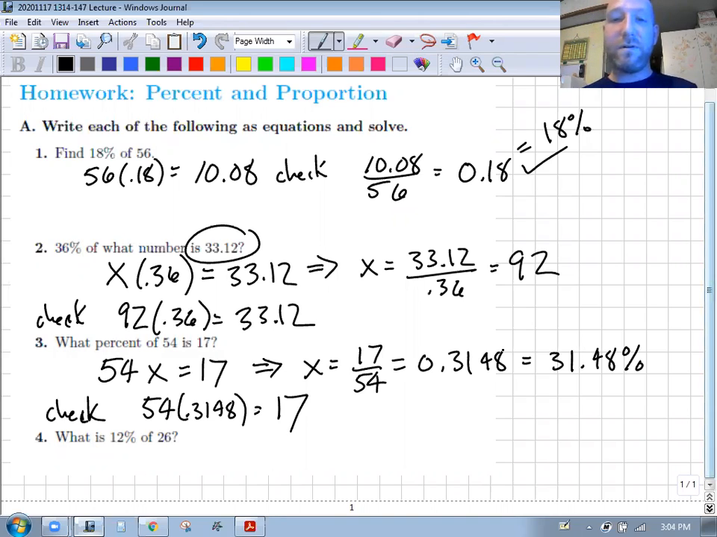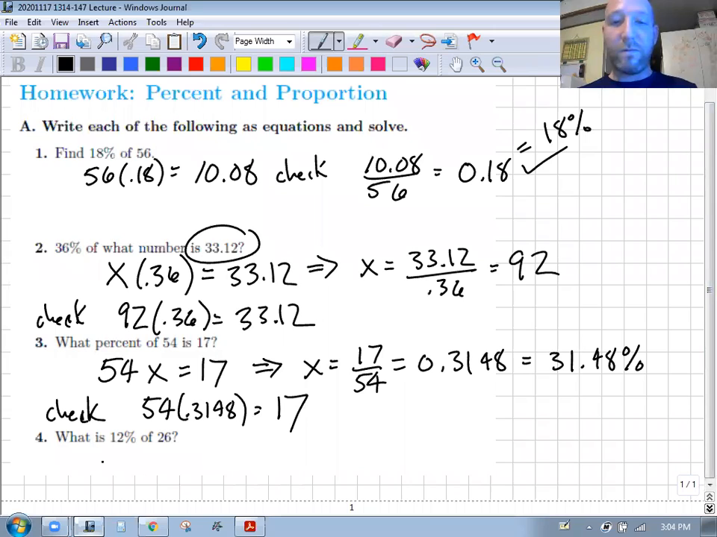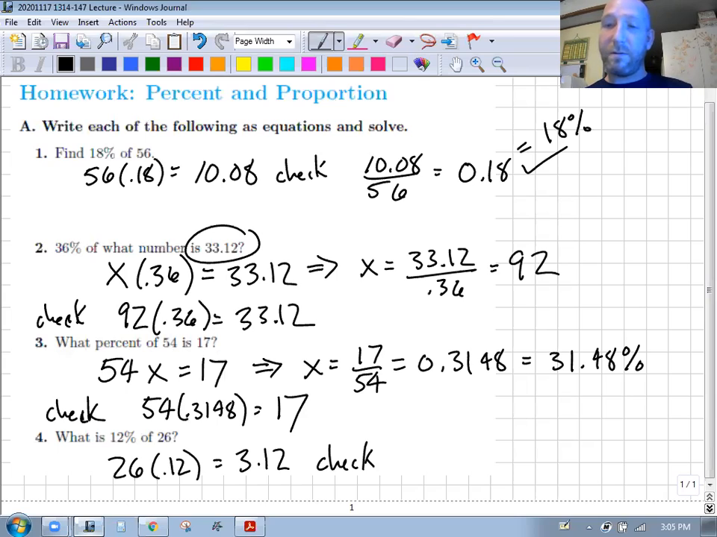Any questions so far? Yes. All right. So what is 12% of 26? It's 26 times 0.12. And you get 3.12. So let's check. 3.12 divided by 26 gives us 0.12 or 12%.